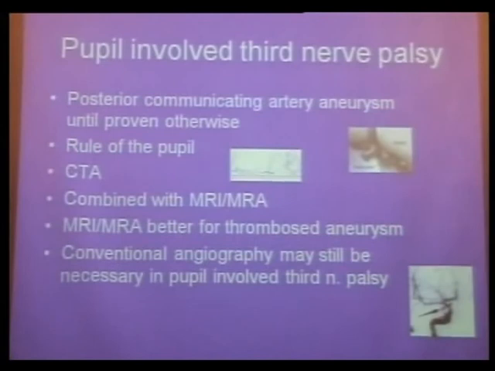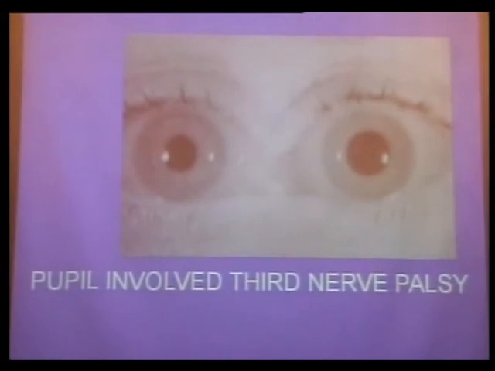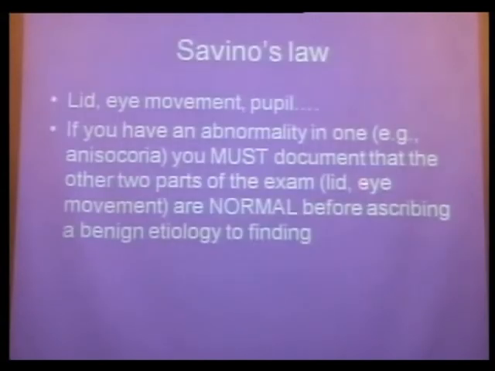And finally, pupil-involved third nerve palsy you already know about. That's PCOM aneurysm. We talked about CTA, in combination with MRI, MRA as a second-line therapy in any order. I like MRI, MRA because it's better for thrombosis in the aneurysm, and some patients still need conventional angiography. So this is the patient with a pupil-involved third.